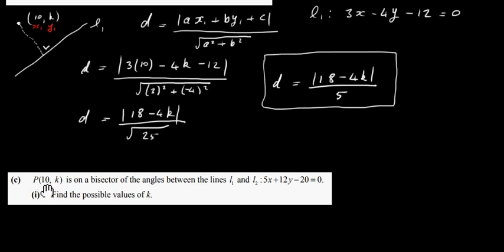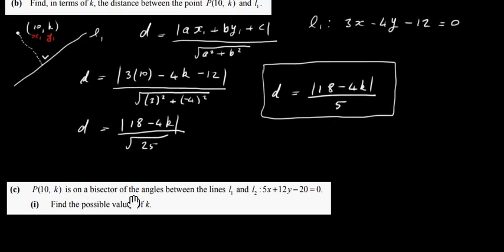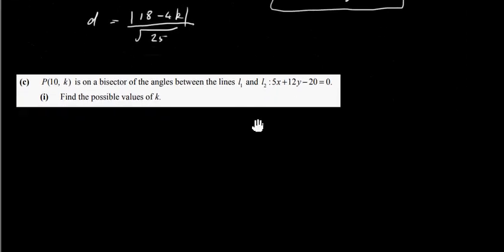P is the point 10, k. We've had that up here. It is on a bisector of the angles between lines L1, this line here, and another line called L2, which is this here. Find the possible values for k. So let me just draw what that might look like first of all. Let's say L1 looks something like this. We have our point down here this time, and it is 10, k.